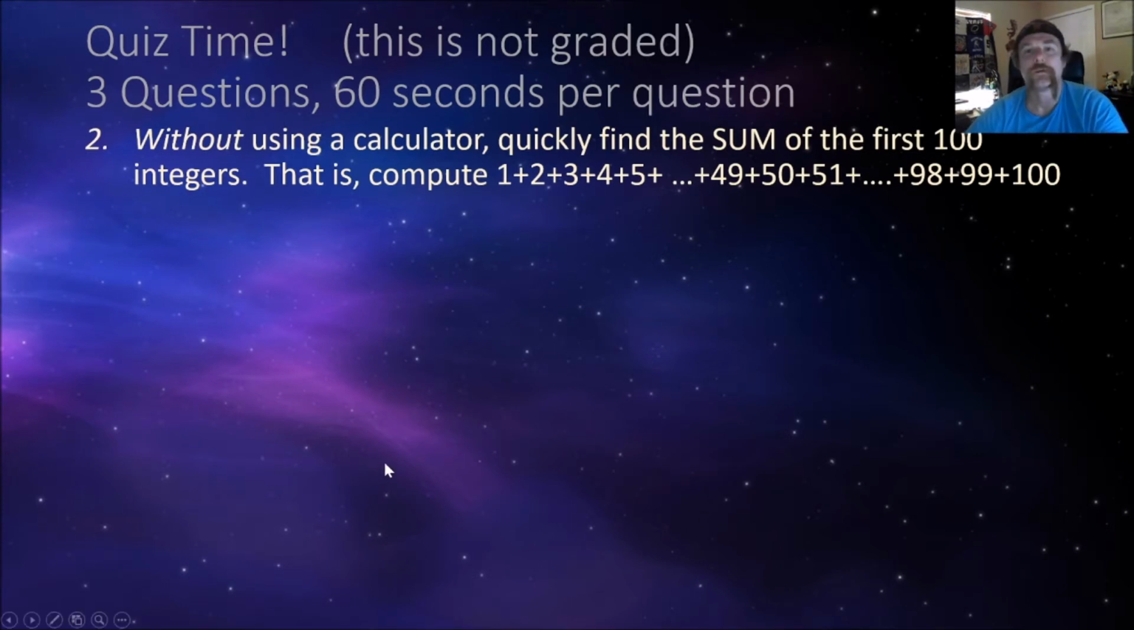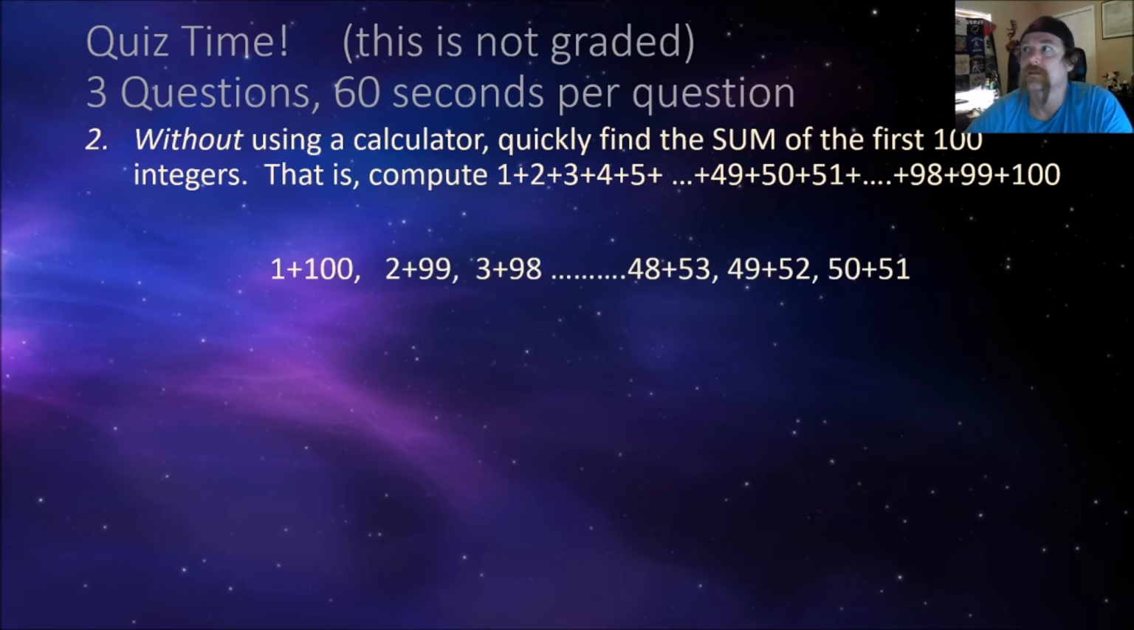So how would we do that? Well, 1 plus 2 plus 3. If you take the first integer, 1, and the last one, 100, and add those together, hopefully everybody can do that, you would get 101. If you take 2 plus 99, 101. 3 plus 98, 101.